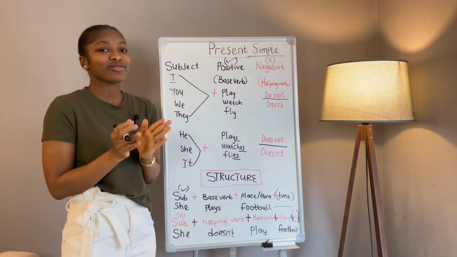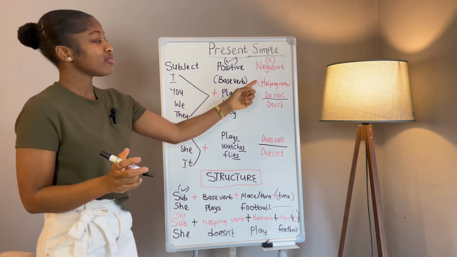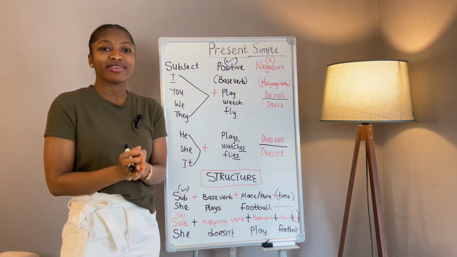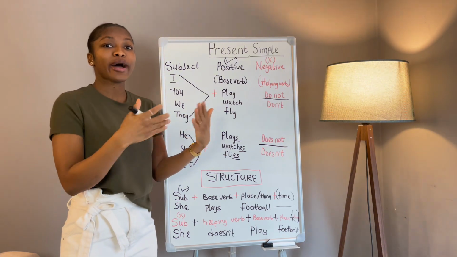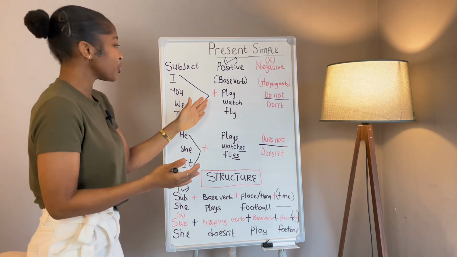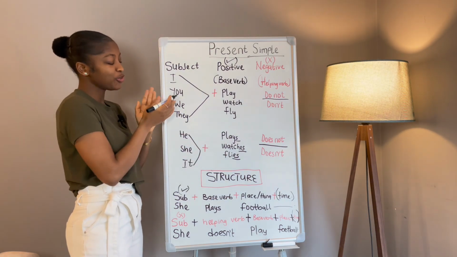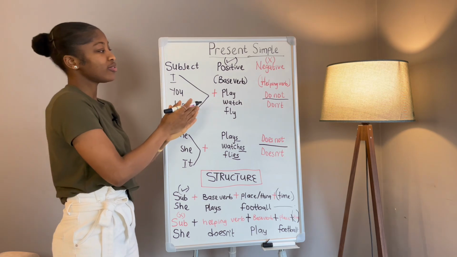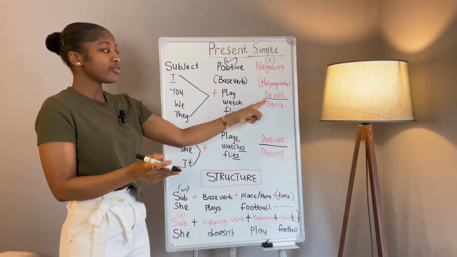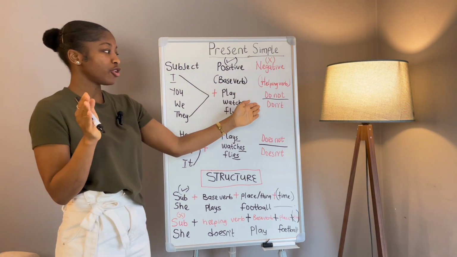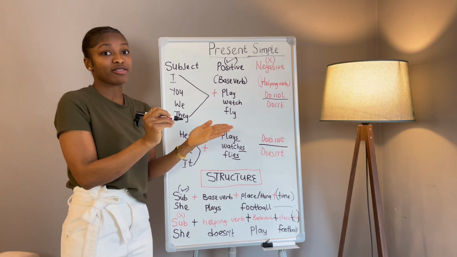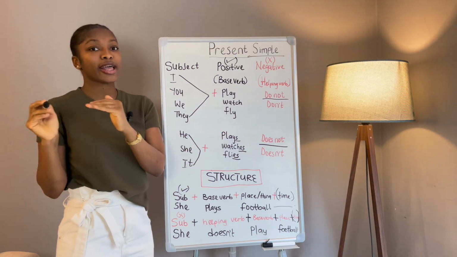When making a negative sentence, we use something called the helping verb. The helping verb basically tells us that this sentence we're about to make is negative or is not true. So when we're using the subject I, you, we, they, we use the helping verb do not or don't. Do not is the longer way to say don't. So for example, you can say I don't like pizza or I do not like pizza.